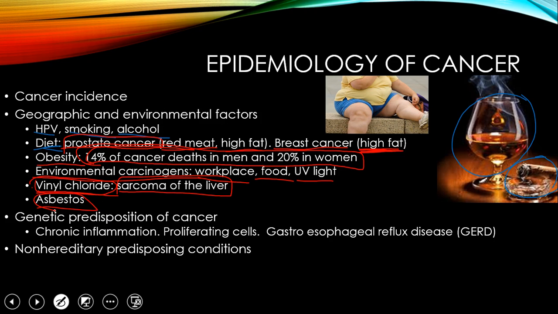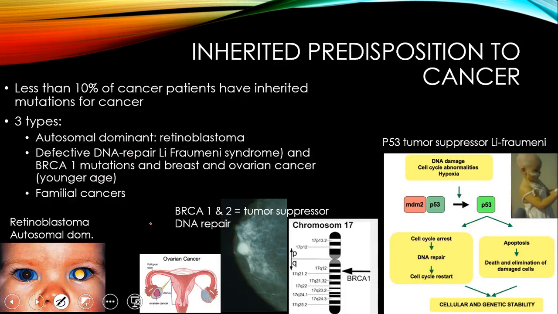So there's also such a thing as a genetic predisposition to cancer. In the case where somebody has a genetic predisposition, it doesn't mean they automatically will get cancer, but that they're predisposed to it, where just a little bit of inflammation might cause some proliferating cells, or something like this, might increase their likelihood of getting cancer. Not that they have inherited cancer per se, but maybe they have a higher likelihood of getting GERD, or some other chronic inflammation, which predisposes them to cancer. There are also non-hereditary predisposing conditions as well.